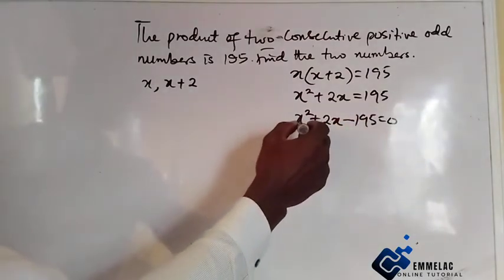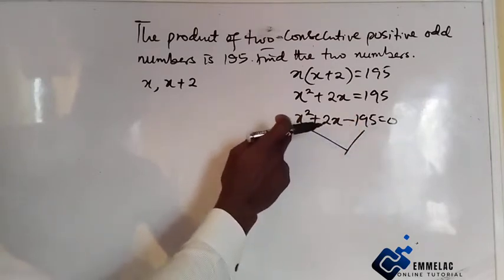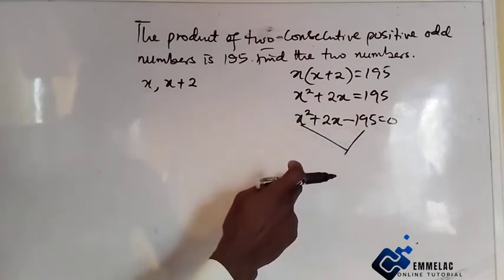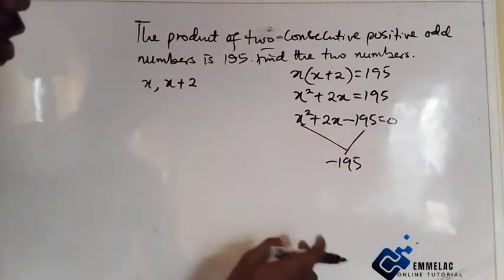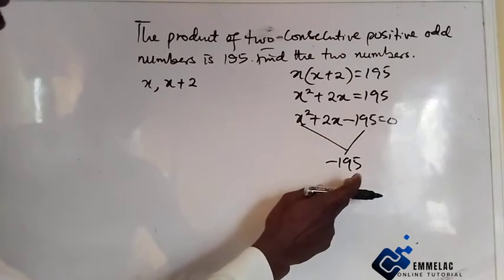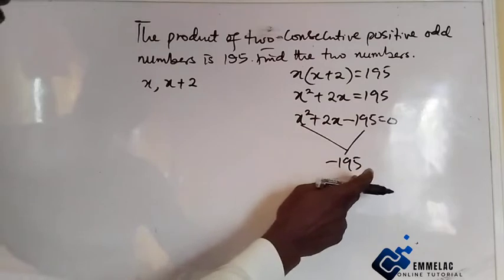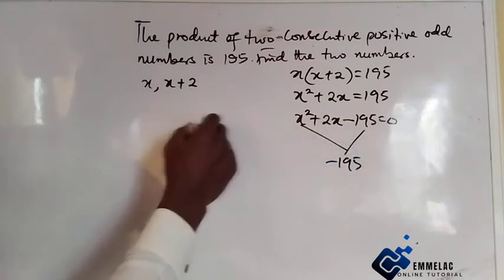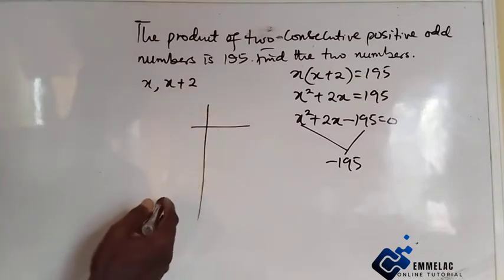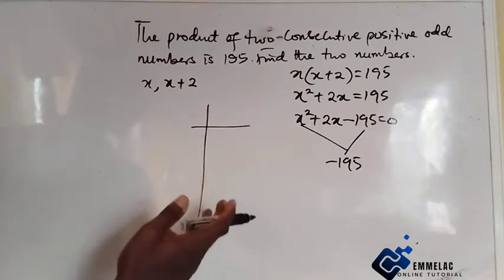Alright, so let's multiply this with the coefficient of x squared, so here we have minus 195. What are we going to multiply to give you minus 195, and add to give you plus 2x? We can probably do this long division that we did in primary school. With this we can ascertain the factors that can give us 195.